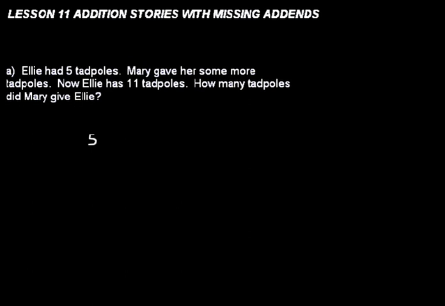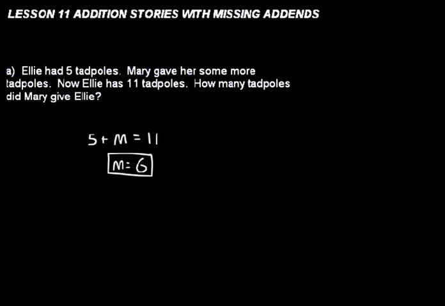Ellie had 5 tadpoles. Mary gave her some more tadpoles. So let's add what Mary gave her, and we'll just say M for Mary's name, plus M. That's our missing add-in. Now Ellie has 11. 5 plus M equals 11. Find the missing add-in. How many tadpoles did Mary give Ellie? Well, 5 plus what equals 11? Hopefully you know that 5 plus 6 equals 11, so it's pretty easy to tell that that is 6. Mary gave Ellie 6 tadpoles.